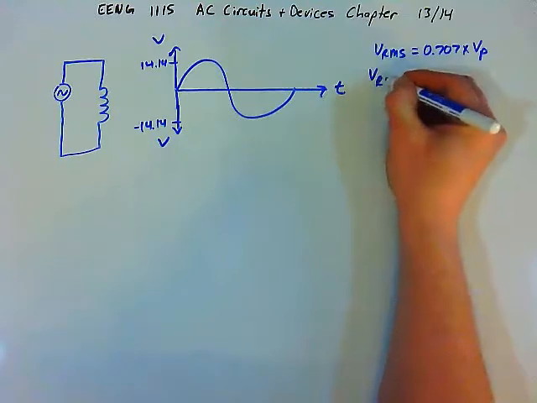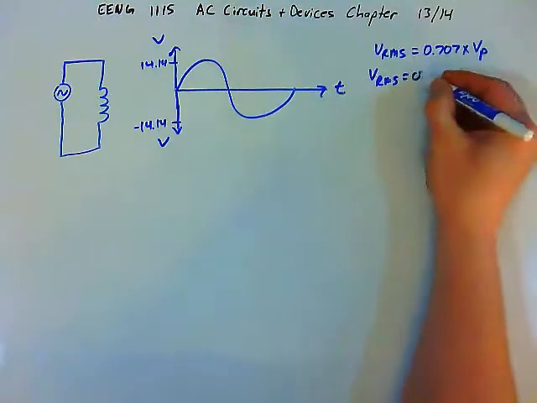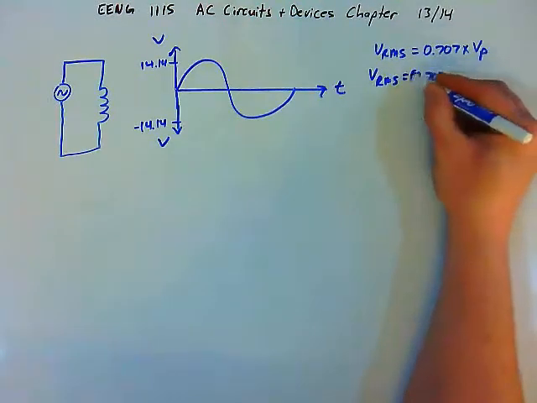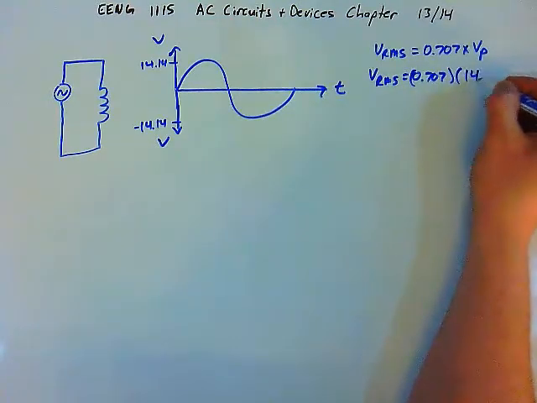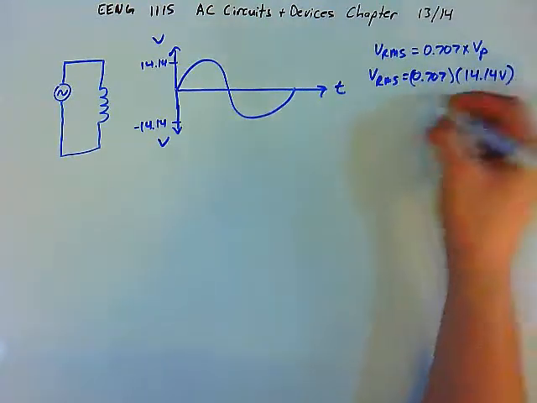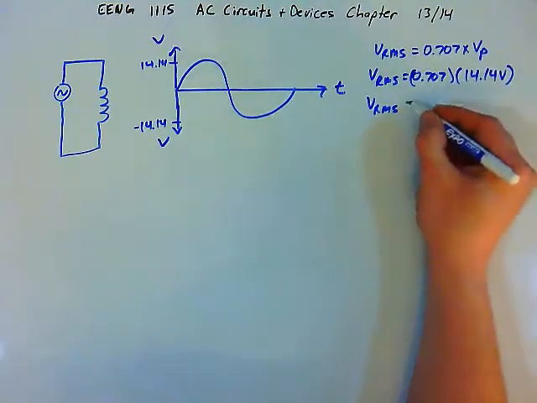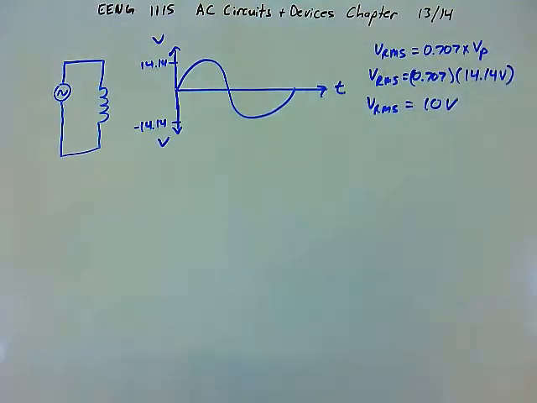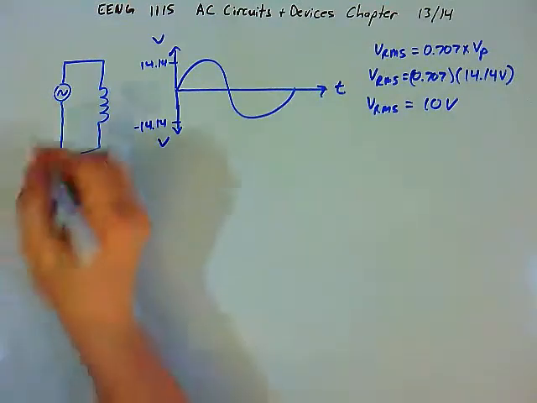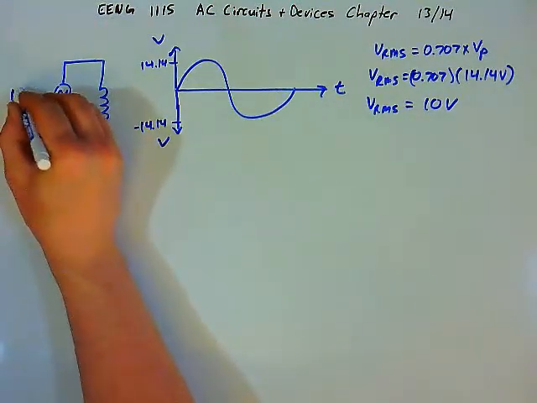So our RMS voltage is going to be 0.707 times the peak value of 14.14 volts. And I chose these numbers on purpose, 14.14 volts, because that means the RMS value will be 10 volts. So we're going to say that our voltage over here is 10 volts.